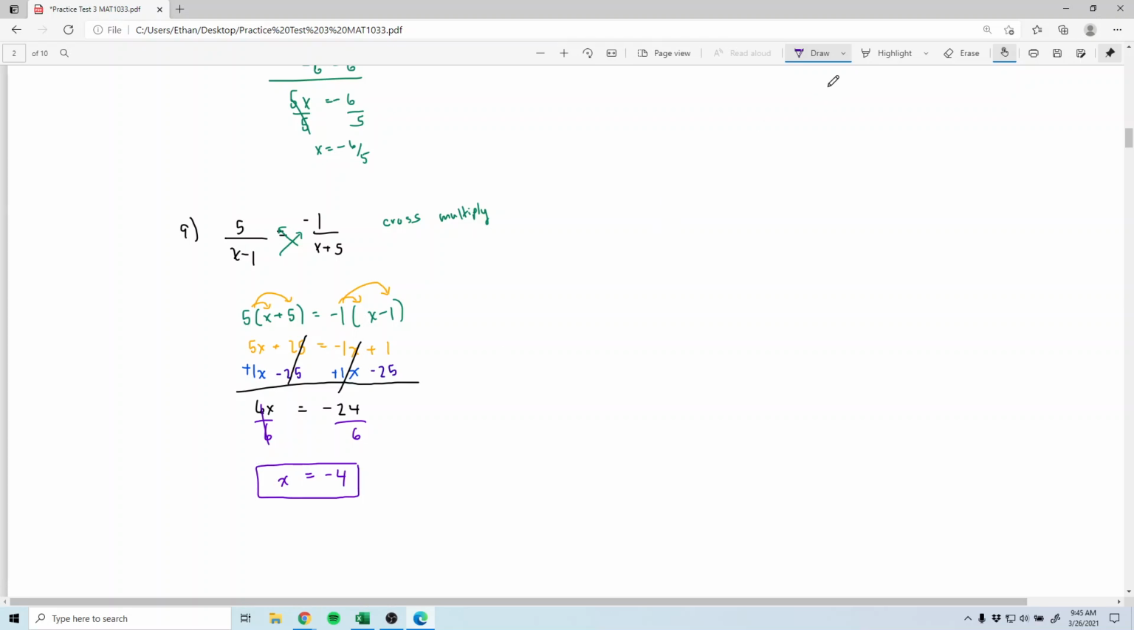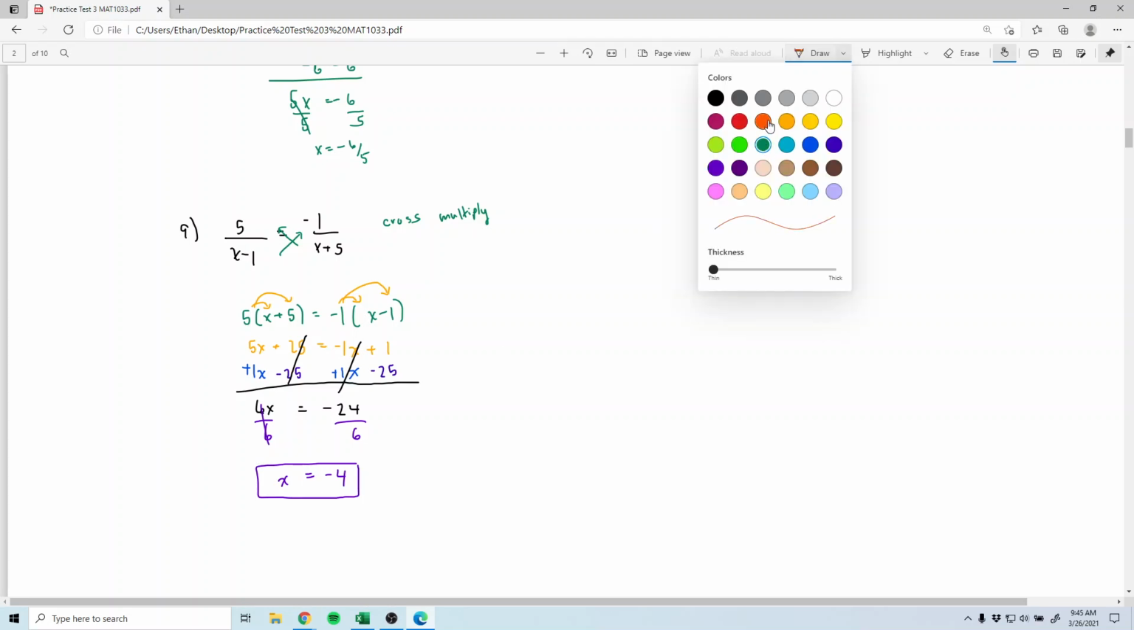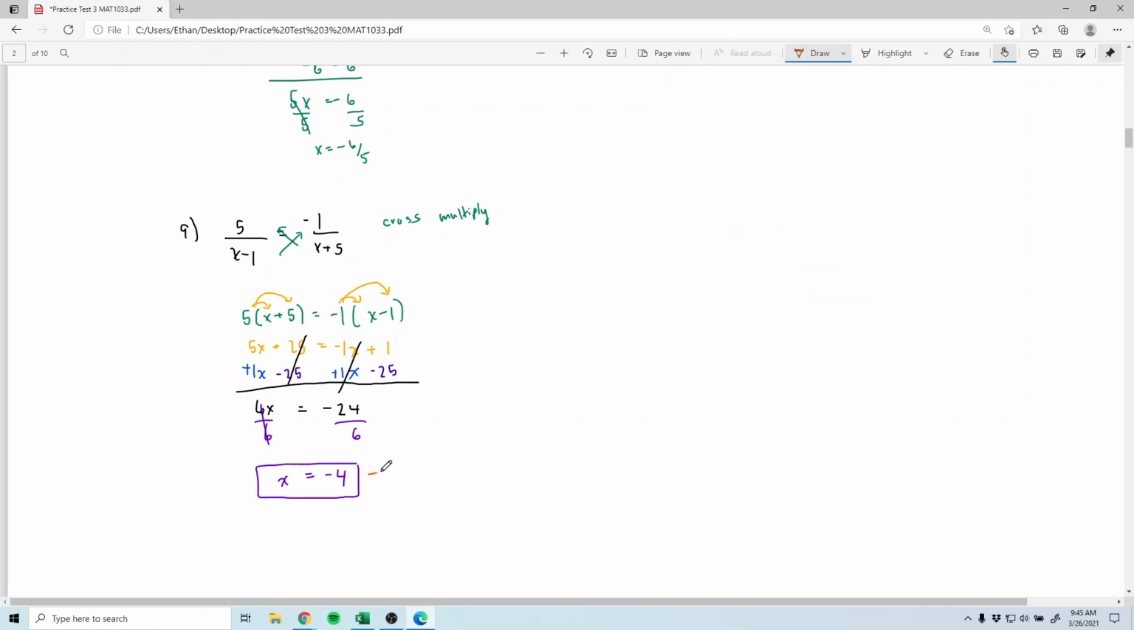Now this is our answer, but we do have to make sure it works. Remember, when we have x's in denominators, there are numbers that we cannot use. We have to check that this doesn't make any denominator equal to 0. Now you can plug it into the original, you can plug it into just the denominators, it's fine. I'm just going to plug it into the original to avoid confusion.